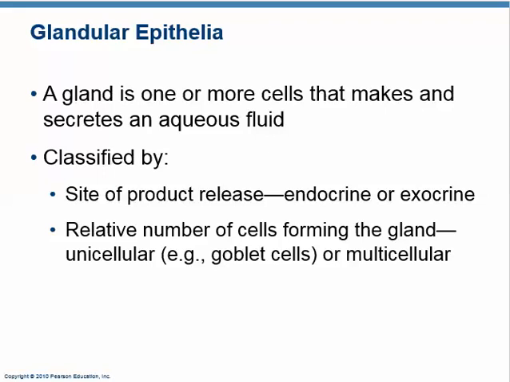So the glandular epithelium is cells that secrete. Now, we classify glands as to whether they secrete into the body or outside of the body. Glands that secrete into the body are called endocrine, and glands that secrete outside of the body are called exocrine. Crine means to secrete, so endo and exo, in and out. We also can talk about the number of cells that form the gland. So mucous cells are exocrine glands that are unicellular.